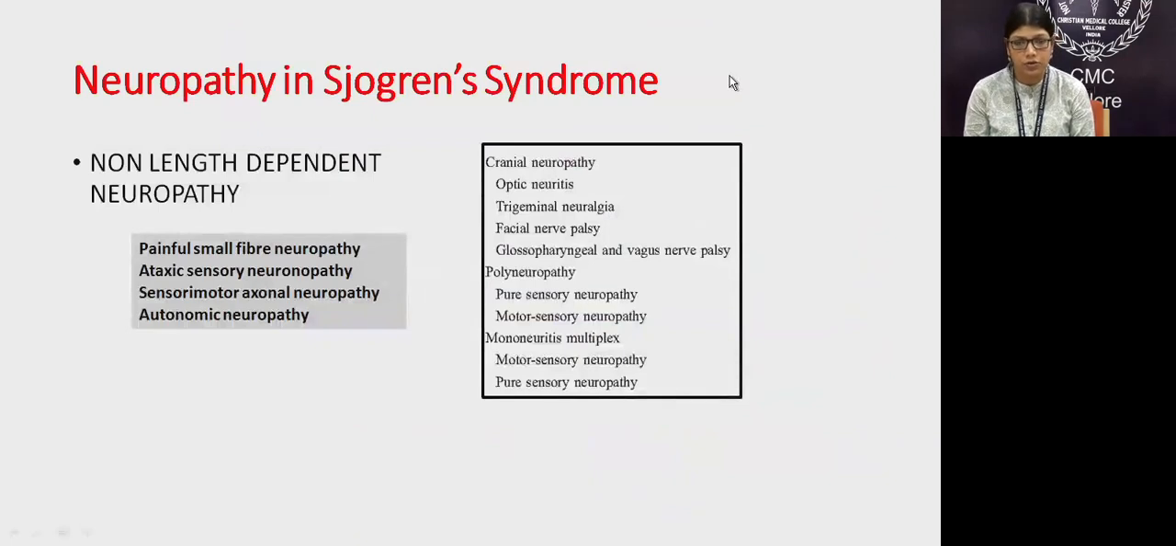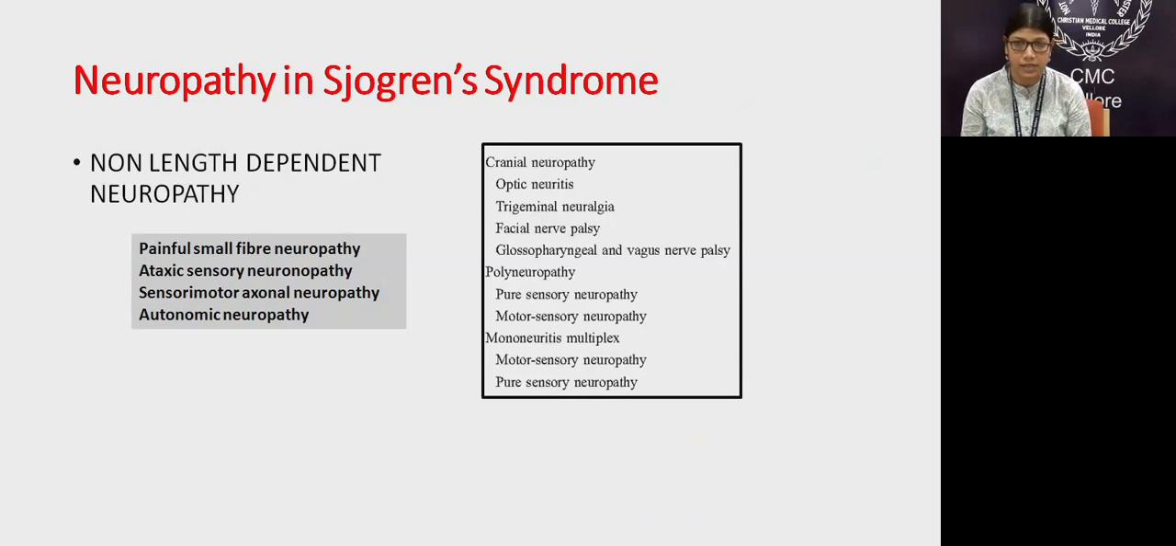Neuropathy in Sjogren's syndrome classically presents as a non-length dependent neuropathy. That means they typically present with perioral paresthesia, trigeminal facial numbness, or anterior abdominal wall numbness. In addition to that, they can present as an ataxic sensory neuronopathy because of the dorsal ganglion involvement. So they will be ataxic but with a normal power, and joint position sensation will be absent.